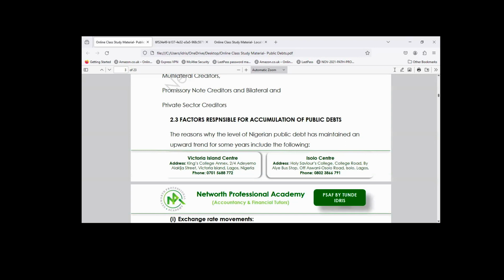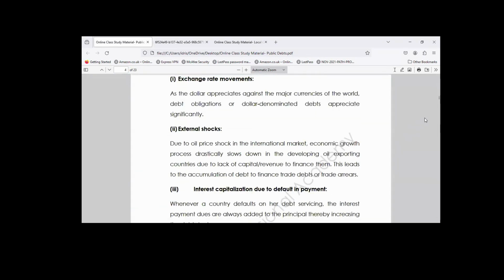So please, let's take note of this point I want to mention. Let's have it in our head. Number one, reasons or factors. Exchange rate movement. As the dollar appreciates against major currencies of the world, the debt obligation of dollar-denominated debts appreciates significantly. Reason why government borrows? Because of exchange rates. They need to go and borrow to pay. They need to borrow debt to pay debts.